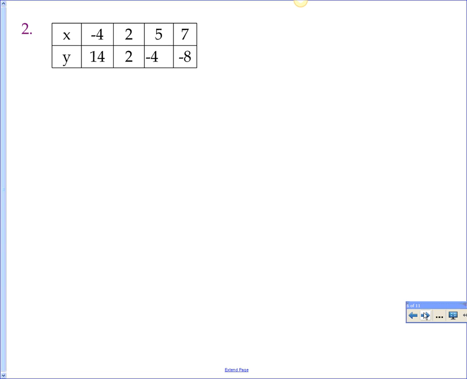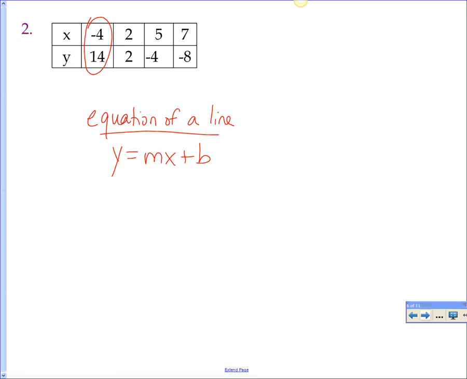All right, here we have another table. I want you to write the equation of a line. Well, that formula is y equals mx plus b. So I have a number I can put in for y. I have a number I can put in for x, but I don't have my m yet. I don't have my slope. So I'm going to have to find the slope, y minus y over x minus x.